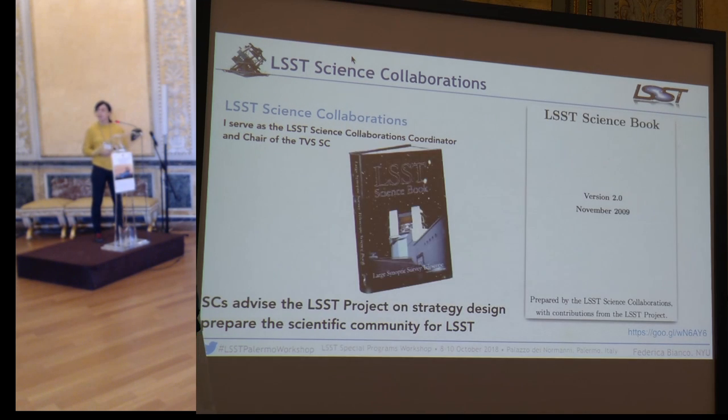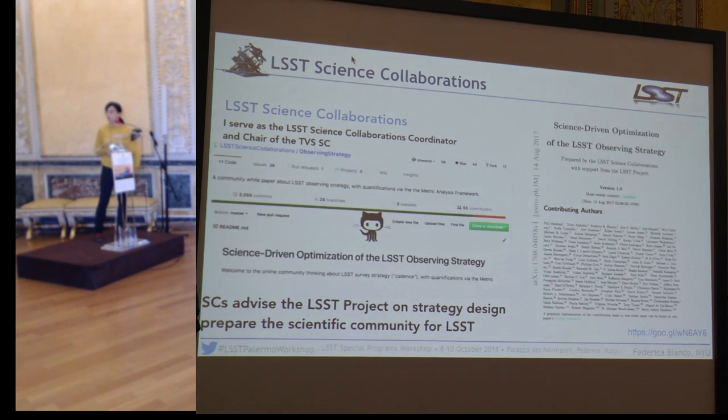The science collaborations have been crucial throughout the life of LSST to guide the project towards scientifically wise decisions. They were in fact funded by the project, or encouraged to be funded by the project, for the purpose of writing the LSST science book, which was published in 2009, and which was the first publication where the overarching goals and ideas about LSST were shared with the world, and that led to LSST becoming a priority in the US scientific community.